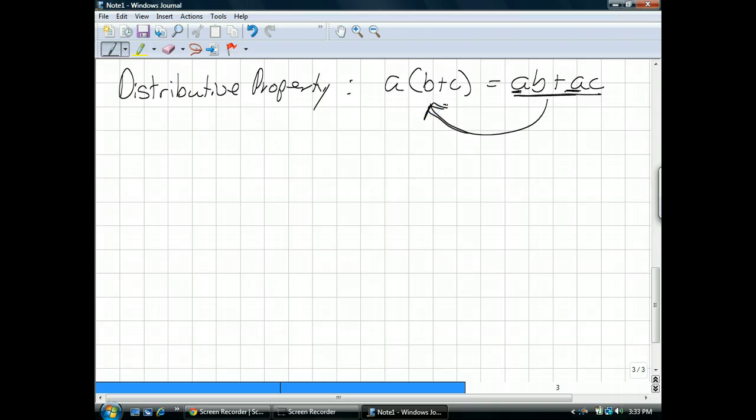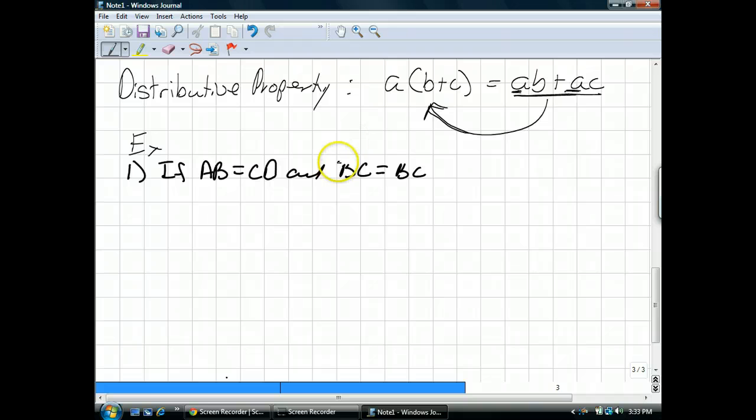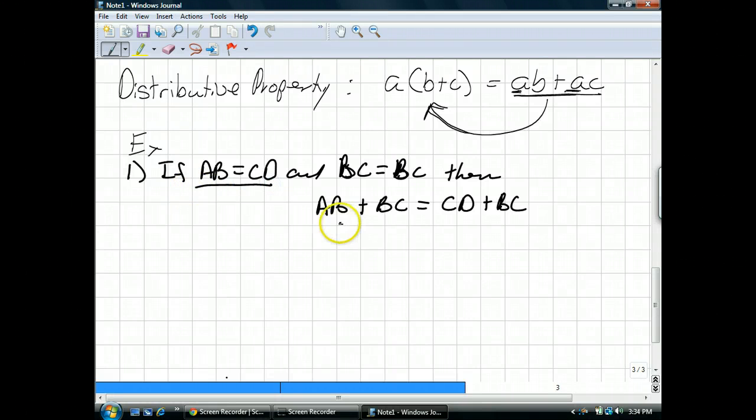Okay? So, some examples. So, number 1, if length of AB equals length of CD, and length of BC equals length of BC, then length of AB plus length of BC has to equal length of CD plus length of BC. Let me write that so you can read that. So what property was used there? Okay, what happened? We started with this and it became this. So what happened to both sides? This was added to both sides, so this was the addition property.